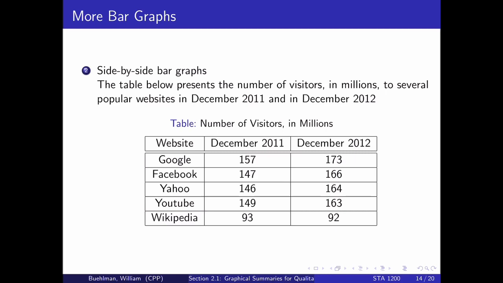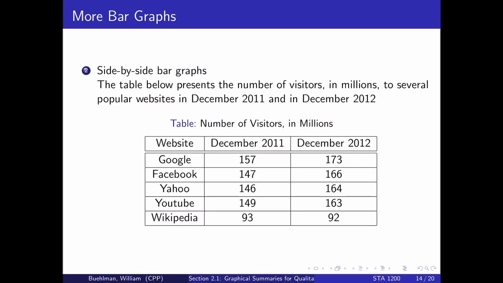Another type of bar graph we use is side-by-side bar graphs. So this is where we have two sets of bars side by side. And the reason why we'll do this is usually when we're comparing times. Like in this case, we're comparing the same thing in December of 2011 and December of 2012.